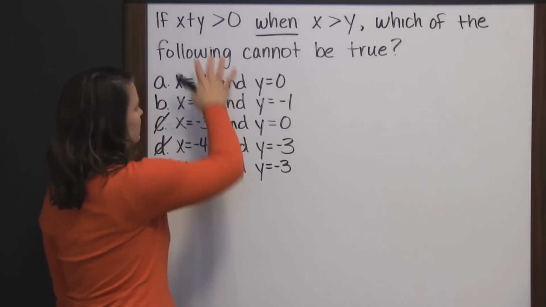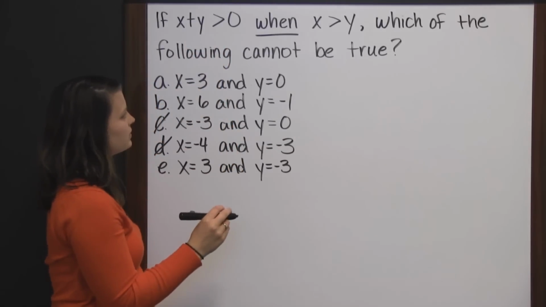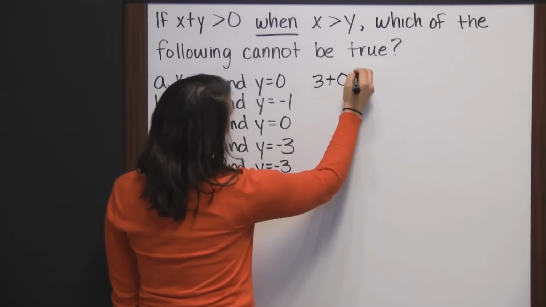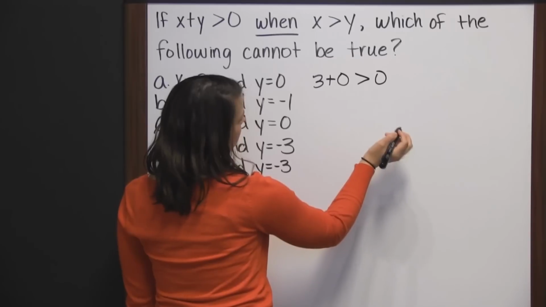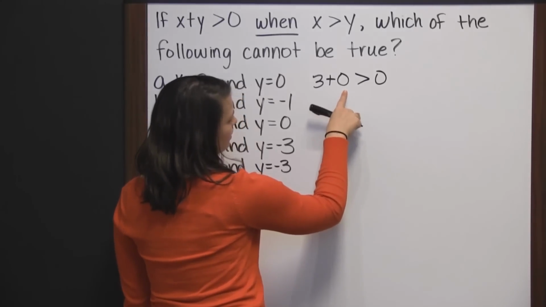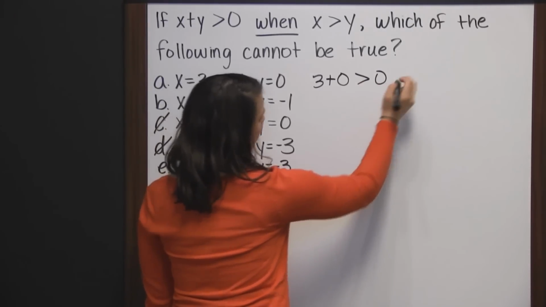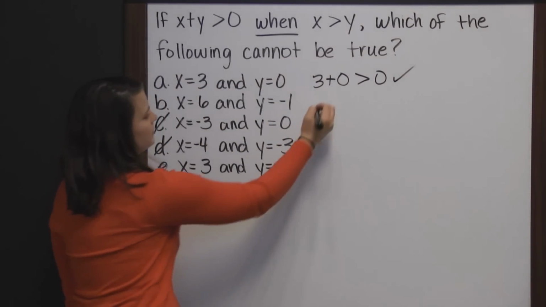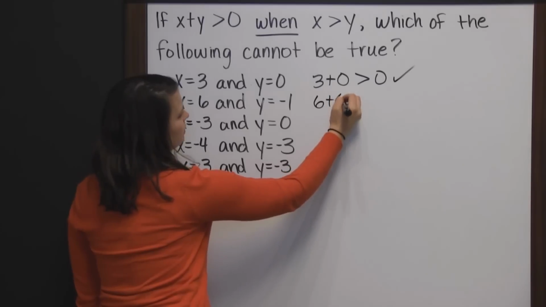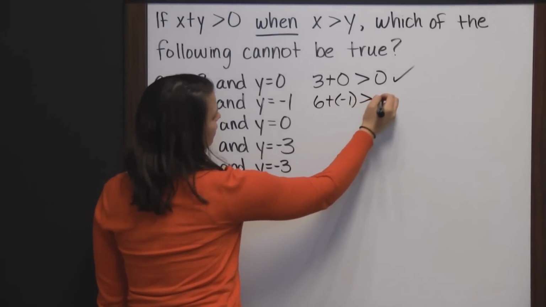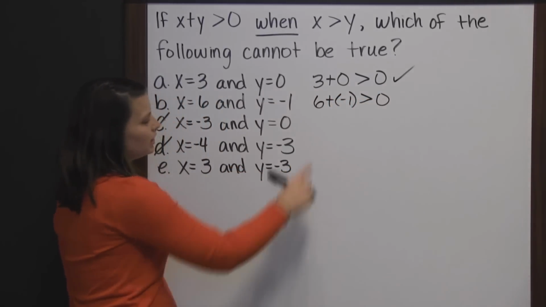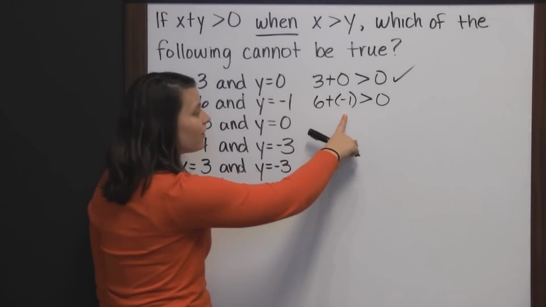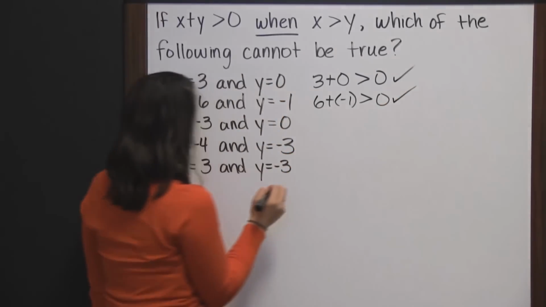So now we need to check to see if they satisfy the first. So we'll take A. 3 plus 0 is greater than 0. 3 plus 0 is 3, and that is greater than 0, so it works. B. 6 plus -1 is greater than 0. 6 plus -1 is 5, and 5 is greater than 0.